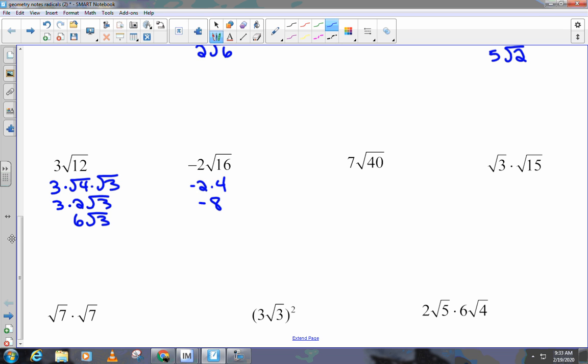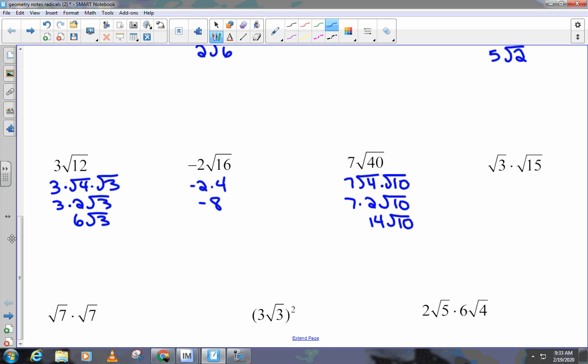Okay? What about this guy? We've got a 7 radical 40. What am I going to do with 40? 4 and 10. So I'm going to break this into the square root of 4 times the square root of 10. The square root of 4 is 2 times the 7 that's already there. And so I end up with 14 radical 10.